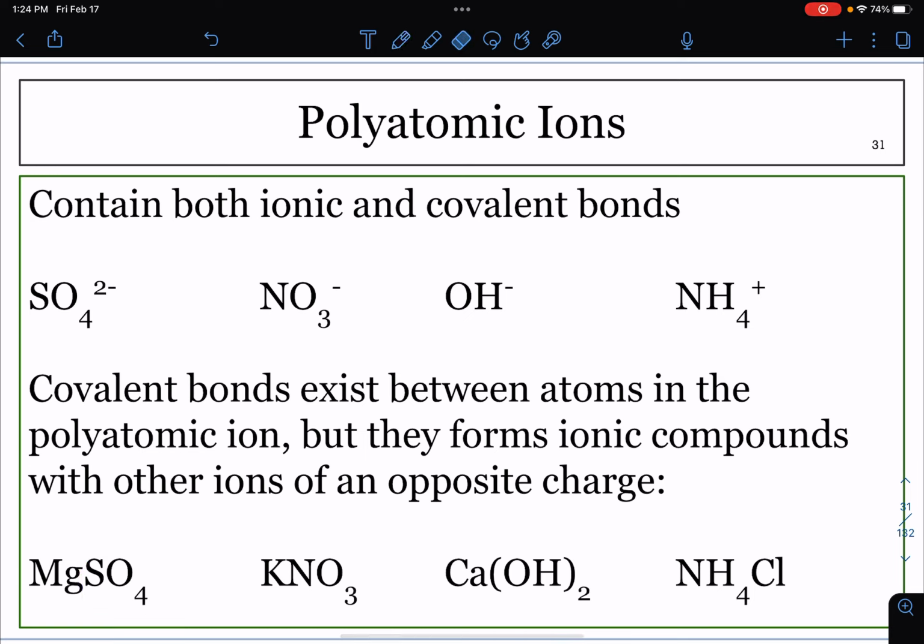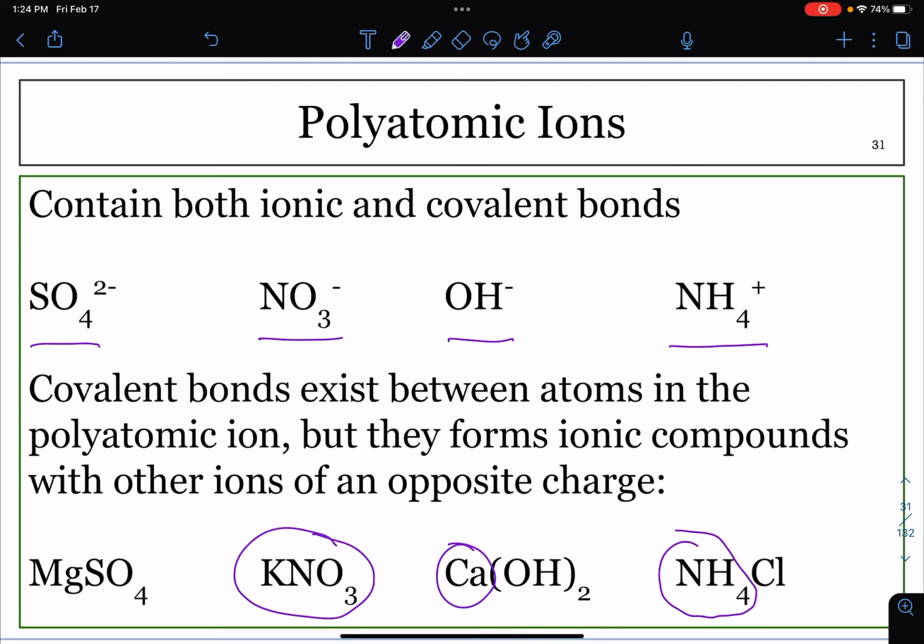This is why it's important to be very familiar with your polyatomic ions, such as sulfate, nitrate, hydroxide, and ammonium, to remember that these are not going to separate. They are covalently bonded together, but ionically they can make a bond with a cation, either something like potassium or calcium, or ammonium with a positive charge can make an ionic compound with another negatively charged element.